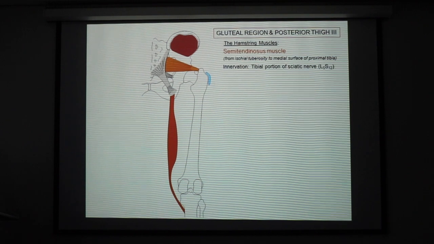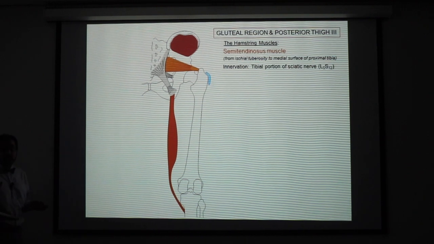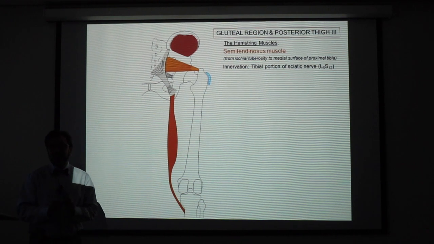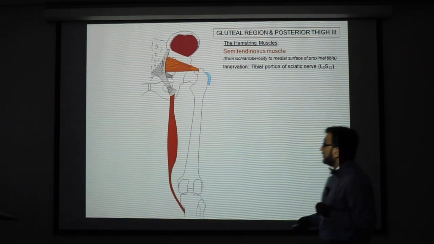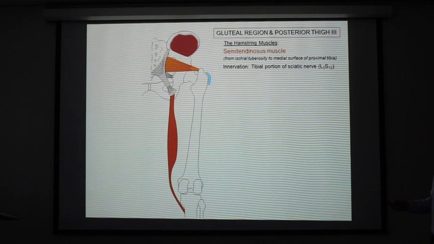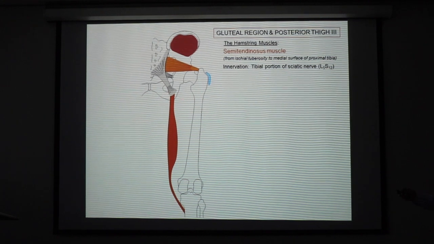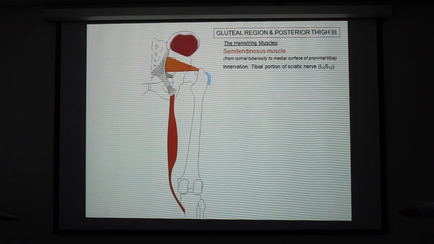Now we come to the hamstring muscles. We have talked about the gluteal muscles. We have talked about the gluteal region. We now come to the hamstring muscles. So the hamstring muscles, the first one which you are seeing is the semitendinosus. It comes from the ischial tuberosity, the medial surface, and it goes to the medial surface of the tibia.